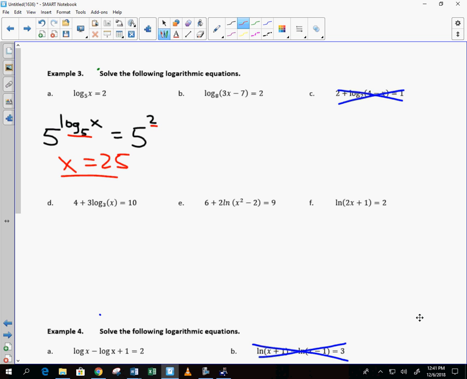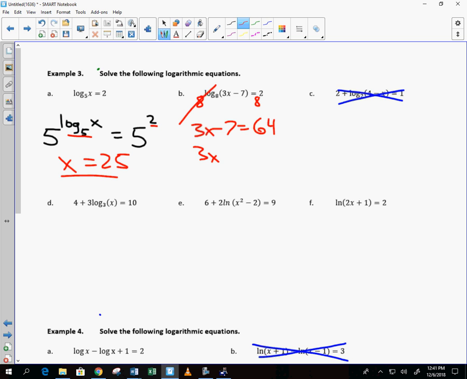So if you ever want to get rid of a logarithm, simply create a base that matches the base of the logarithm. So for letter B, log base 8 of 3x minus 7 is equal to 2. Just drop a base of 8. What happens to the left-hand side? What are you left with? 3x minus 7 is equal to 64.